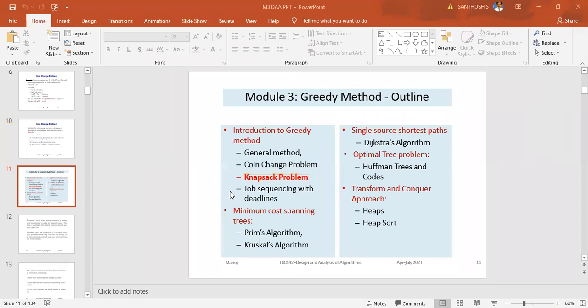So now you come to the very important topic, that is the knapsack problem. It's a very important topic you should go through. Compulsorily, 100% a question will appear from this particular topic. So knapsack problem is the second topic we are going to discuss now.